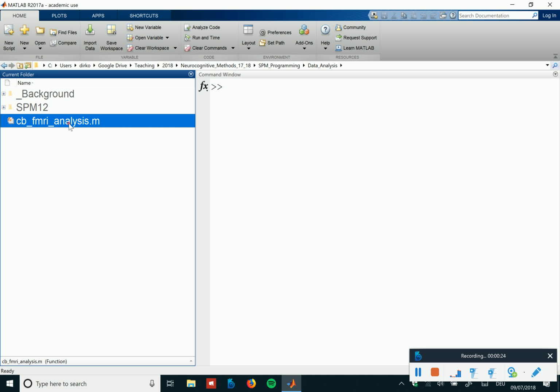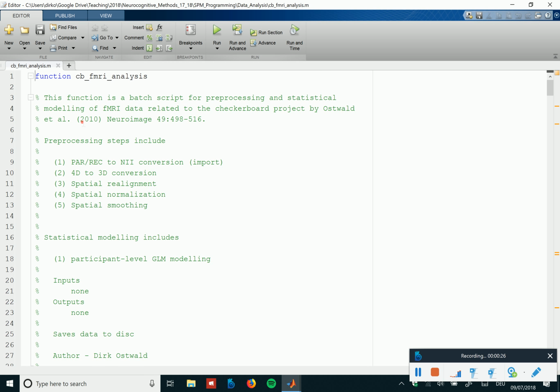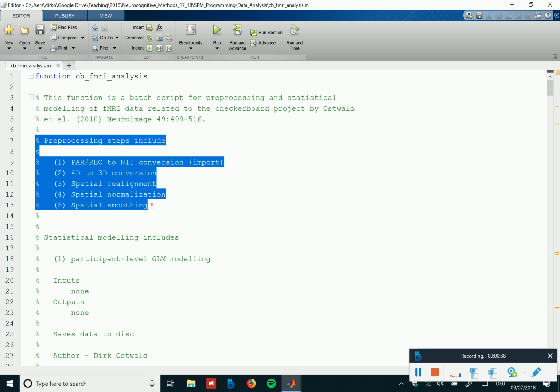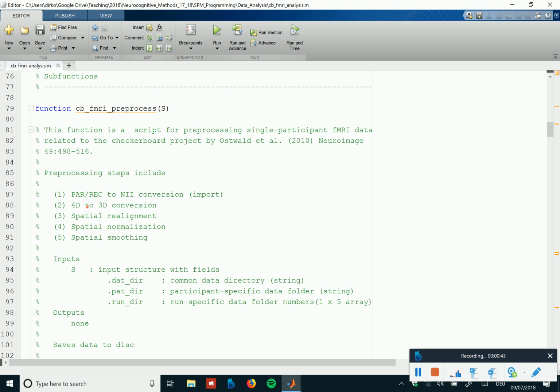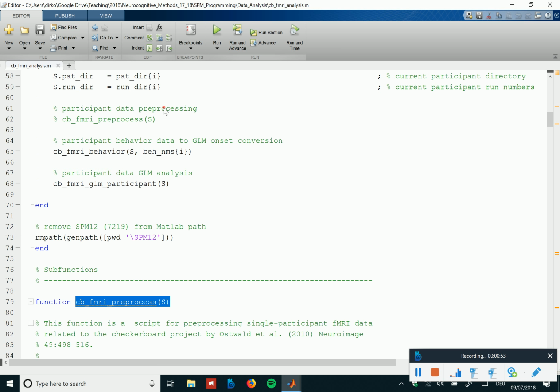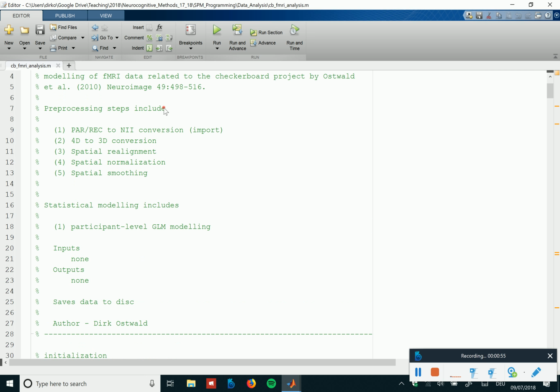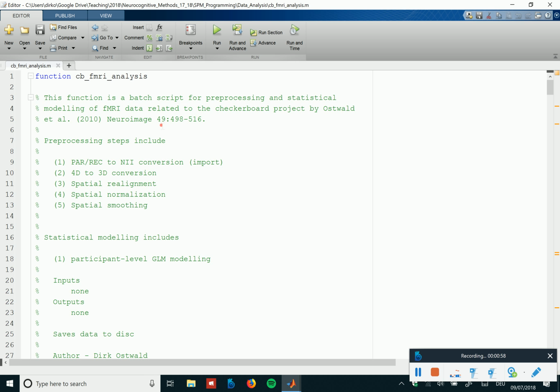So we worked on this function, which includes pre-processing, for which we wrote a function called cbfmi preprocess, and it's a subfunction of the script. And yeah, this we discussed and did everything. And then last time we also started to do the statistical modeling.